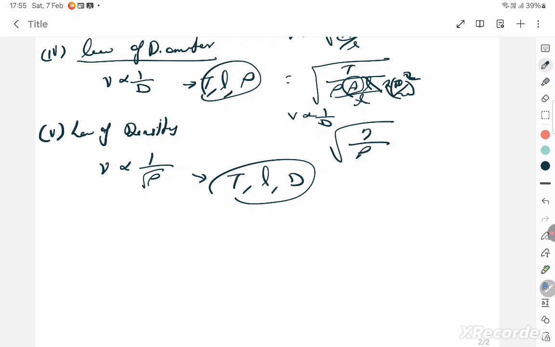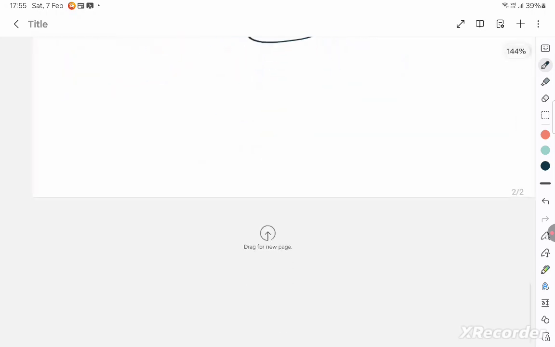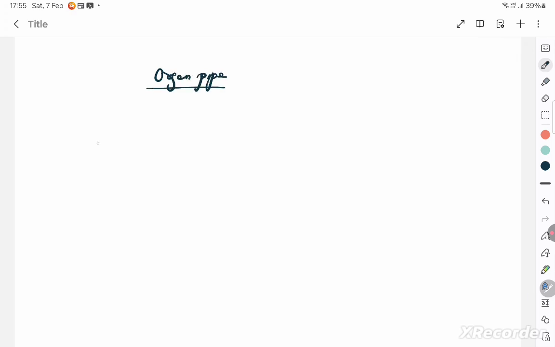So let's go to the next. The next thing I taught you was about an organ pipe. In an organ pipe, there is a small place called the mouthpiece. You draw it like this, and here you draw a beveled portion. Make sure it's beveled.